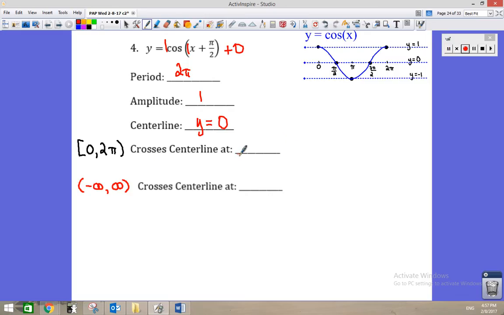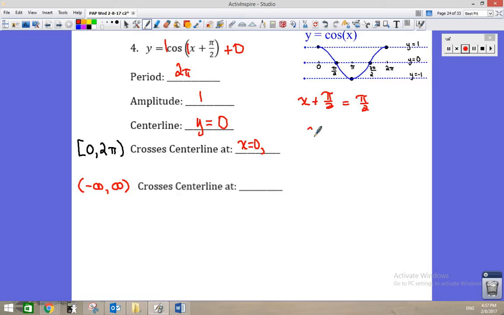So we know that if we replace x plus pi over 2 with pi over 2, that we know from the graph that the cosine of pi over 2 is 0. If we solve this for x, x is 0. That's our first one on this list between 0 and 2 pi.